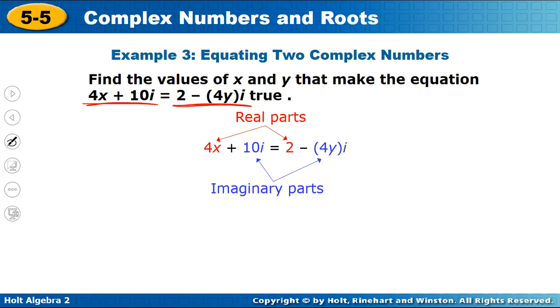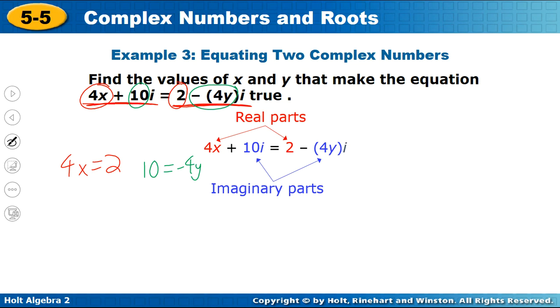That means the real parts must be equal to each other. You can see here the real parts emphasized: the 4x is a real part and the 2 is a real part, so they must be equal to each other. 4x would equal 2. And the imaginary parts would have to equal each other. Our imaginary part, I have 10 and I have 4y. But you've got to be careful because that's a minus right there, so that's going to be considered negative 4y. So that would mean 10 would have to equal negative 4y.